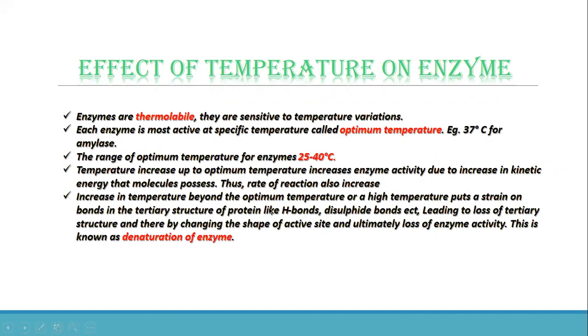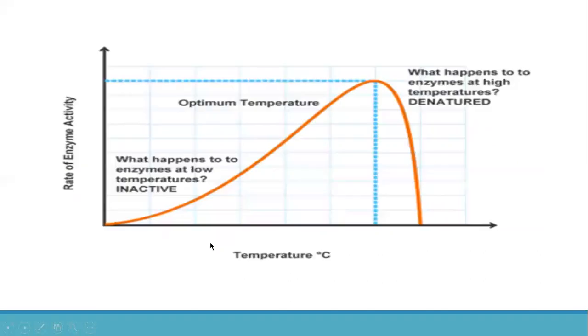An increase in temperature beyond the optimum temperature, or a high temperature, puts a strain on the bonds in the tertiary structure of proteins, like hydrogen bonds, disulfide bonds, etc., leading to loss of tertiary structure and thereby changing the shape of the active site and ultimately loss of enzyme activity. This is known as denaturation of the enzyme. Beyond the optimum temperature, the enzymes get denatured.